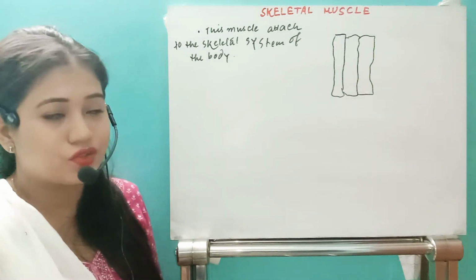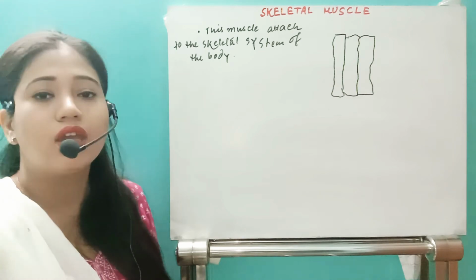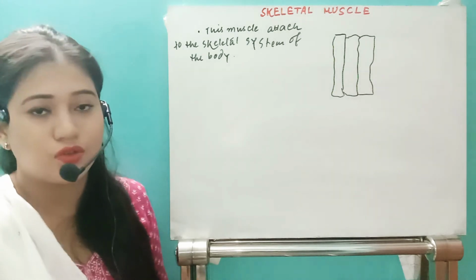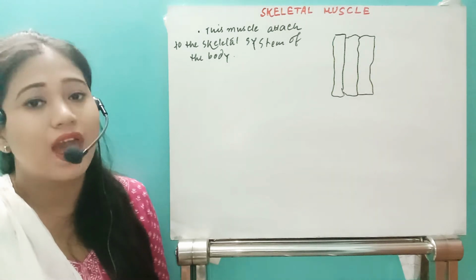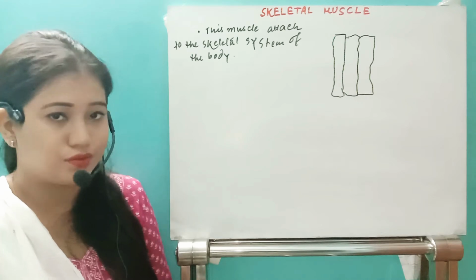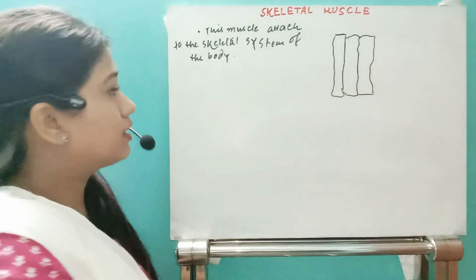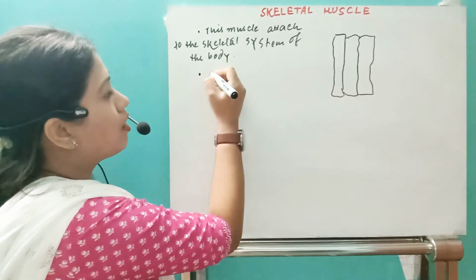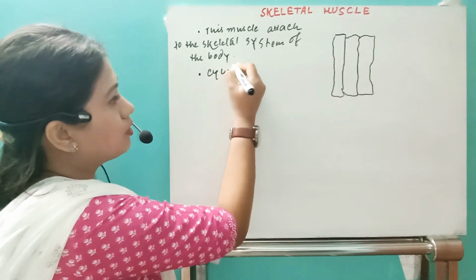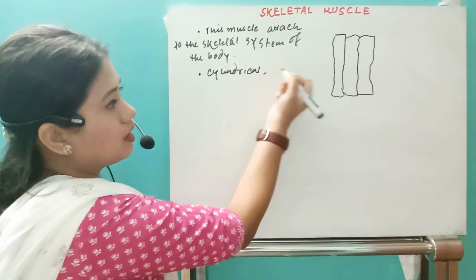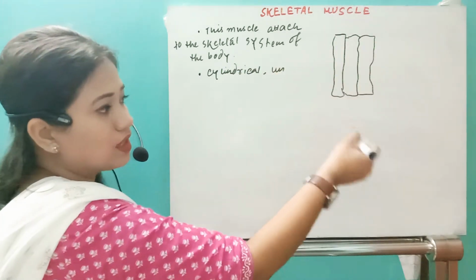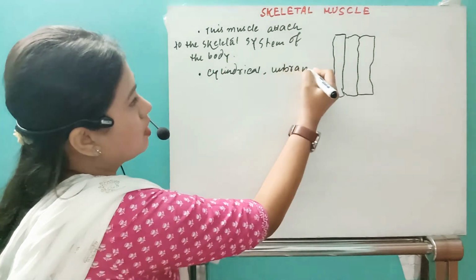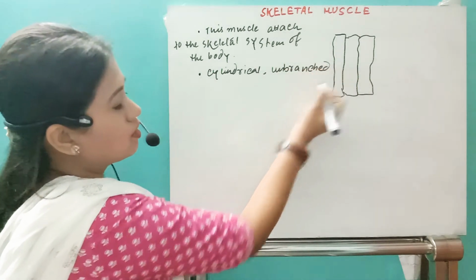And how they are attached to the bones, already I have told you, it is with the help of the tendon, or it can be a direct attachment also, where the membrane of the bone and the membrane of the muscle can fuse. Okay. Second thing, this skeletal muscle is cylindrical, right? That is unbranched. You have not seen any branch or any subdivisions arise from it. So it is cylindrical, unbranched.